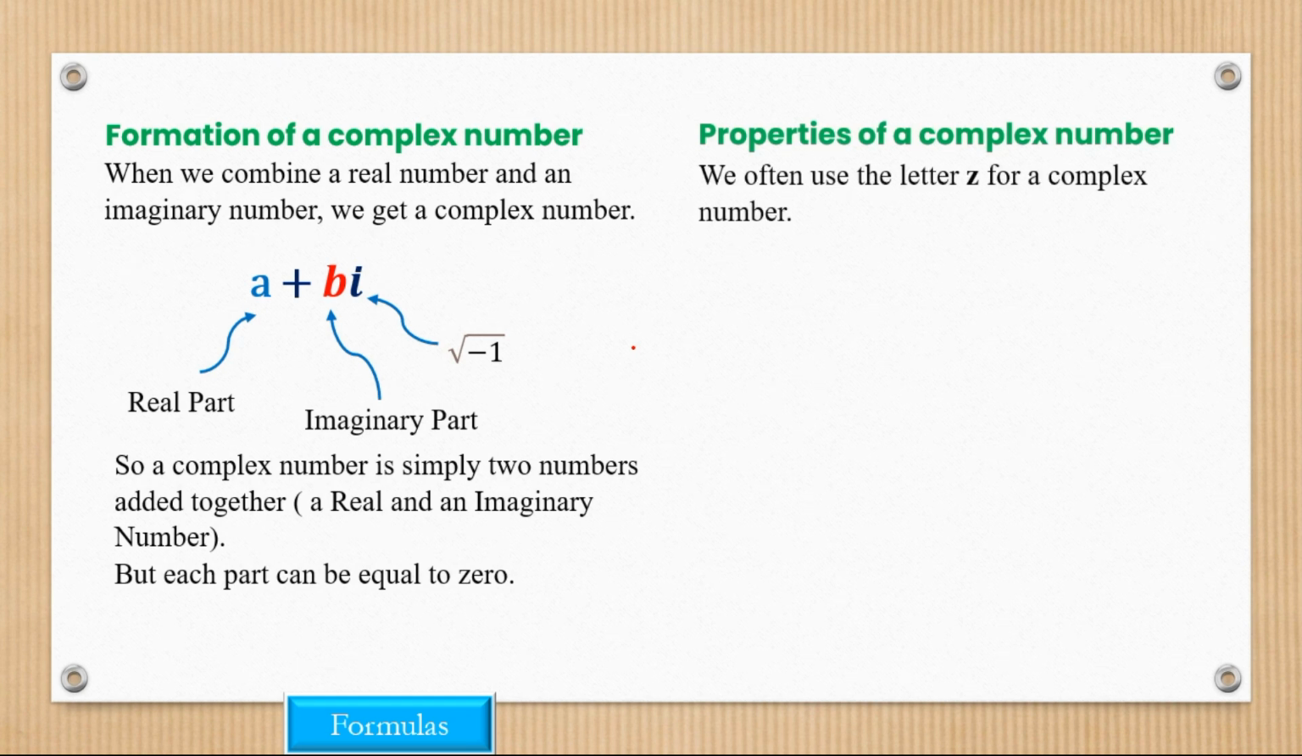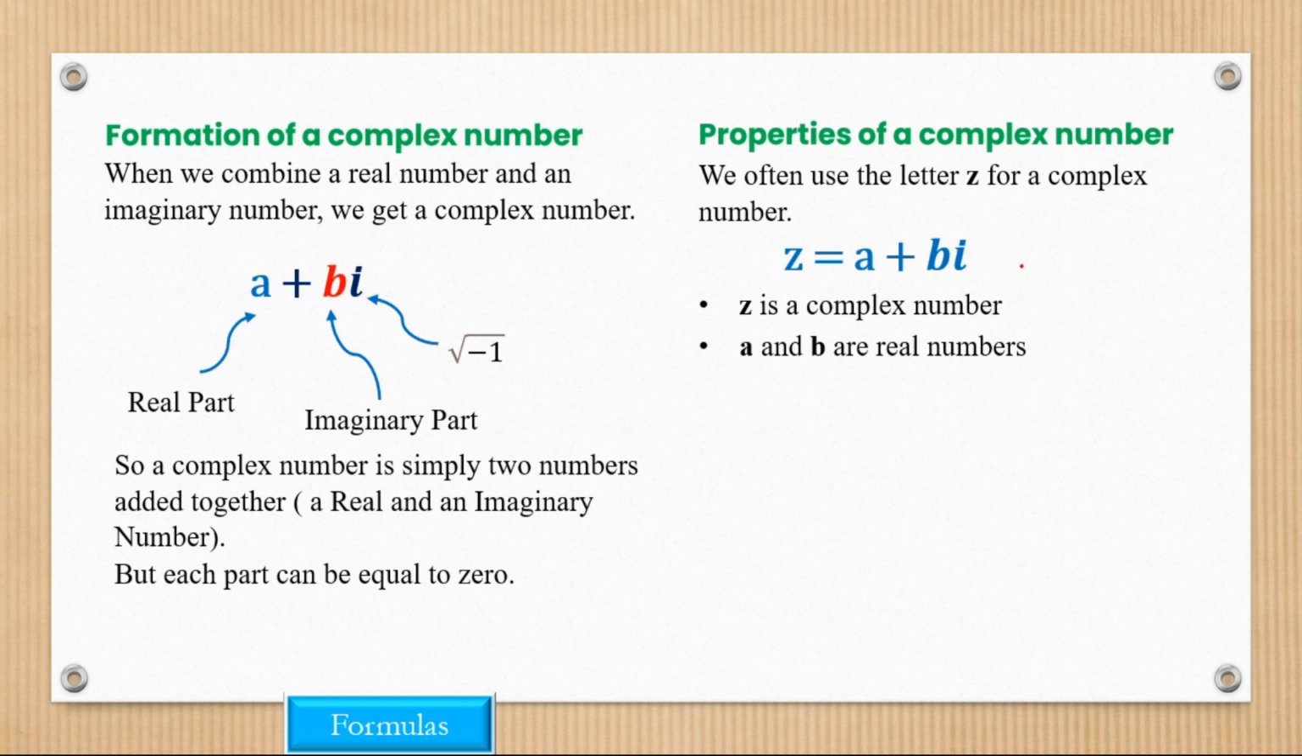So, properties of a complex number. We often use the letter z for a complex number. So we can say z is equal to a plus bi. z is basically a letter we usually use to represent a complex number, so we have to get used to that kind of representation. So z is a complex number, a and b are real numbers, and i is the unit imaginary number. This i is what makes this side the imaginary number side, of which we know i is represented by root of -1.